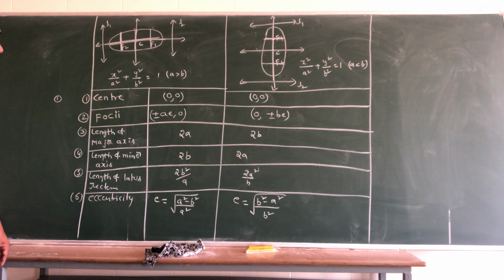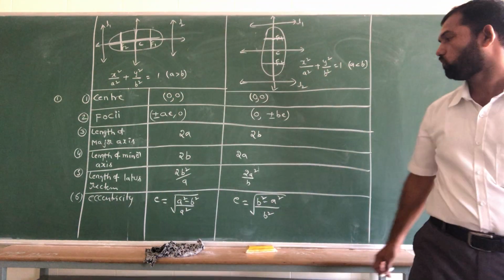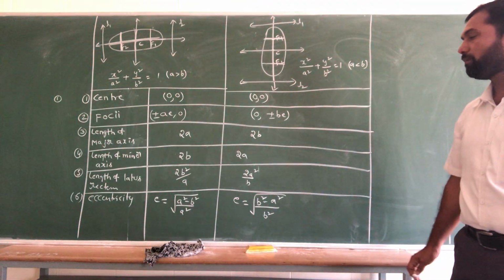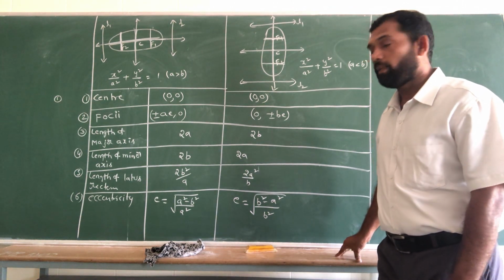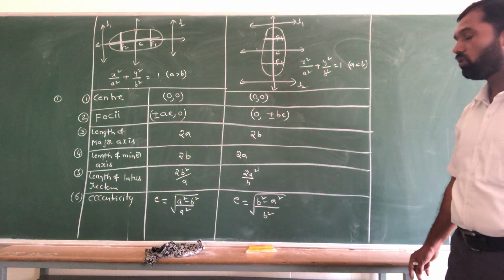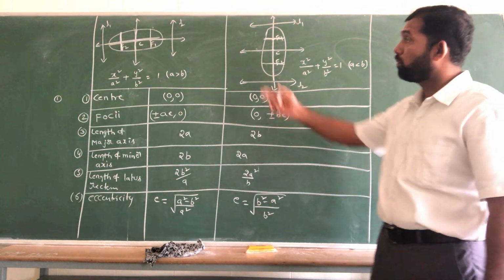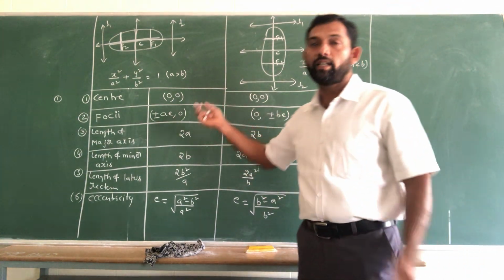Next one is eccentricity. Eccentricity you already know. E is equal to root over (a square minus b square) divided by a square. For the other case, e is equal to root over (b square minus a square) divided by b square. Both equations are the same. So what is the difference between these two?